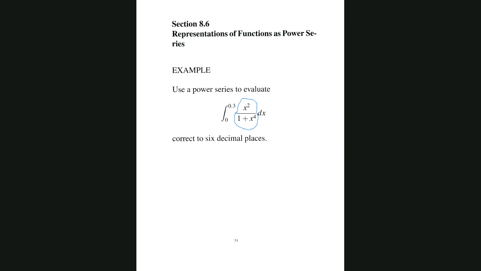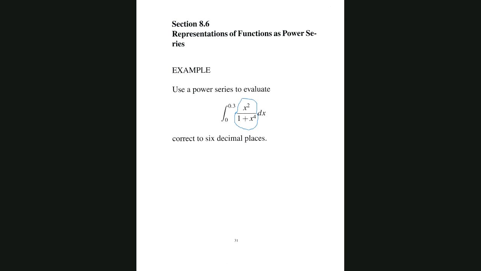We know the function x squared over 1 plus x to the 4th exists. We can graph it from 0 to 0.3, and there will be some positive area underneath it. But how do we find that area? We can't do the integral, but what we can do is substitute in for x squared over 1 plus x to the 4th a power series, and then integrate the power series.